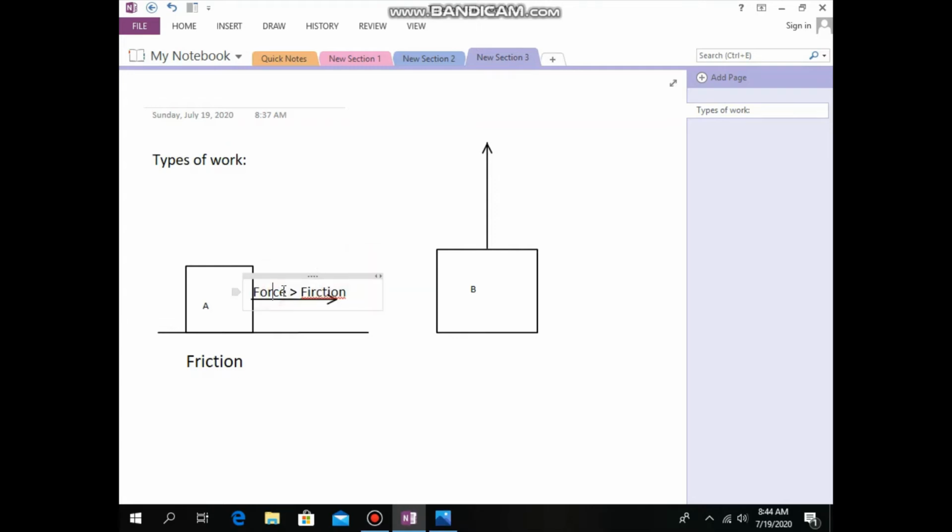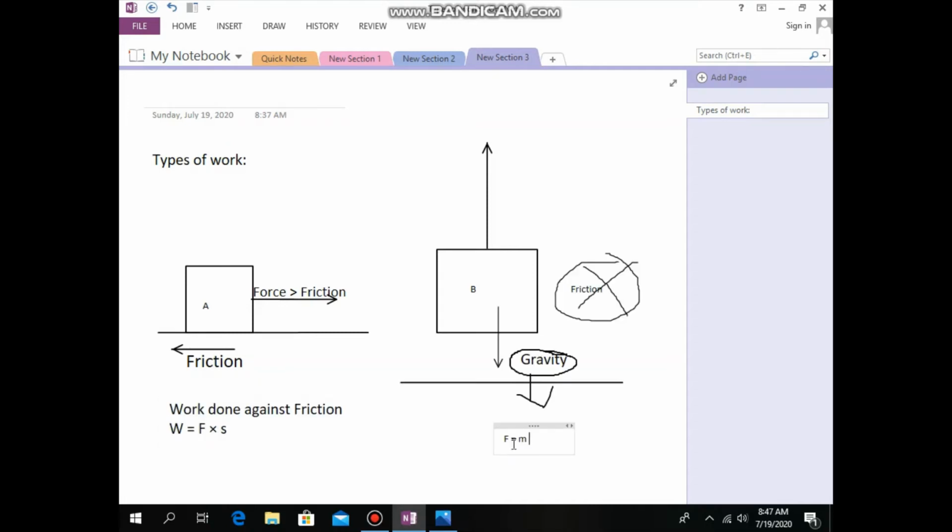If you are able to apply force greater than friction, only then you will be able to move the box. So friction is acting in the opposite direction to your work. In this case, to perform work you have to overcome friction. That's why this type of work is called work done against friction.